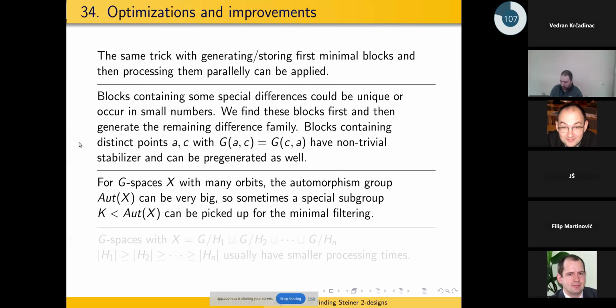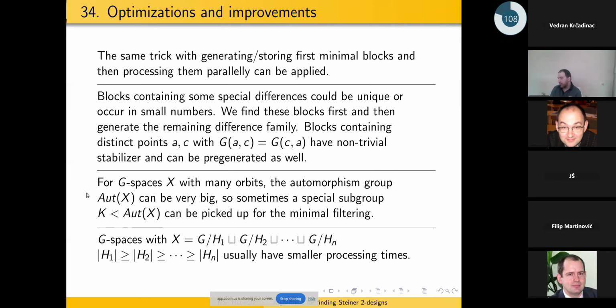Also, about automorphism groups. Automorphism groups of groups usually are not very large, except for some exceptional cases. In the case of G-spaces, the size of automorphism groups, if you have even 3 or 4 orbits, is usually very, very, very large. And sometimes you can just take a special subgroup which will be used for filtering, because otherwise you will not have enough memory to store all this automorphism group.